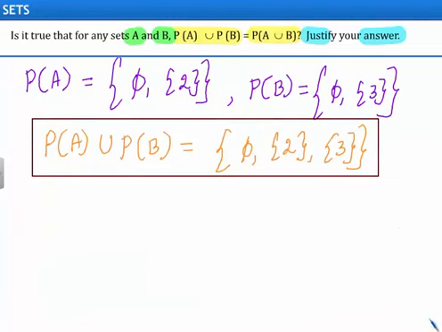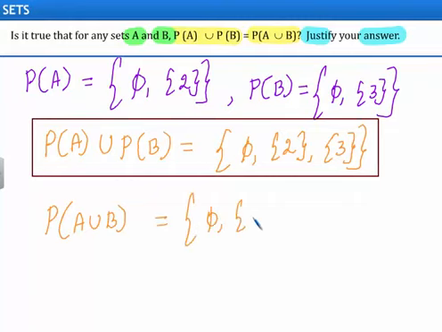Next, let us find power set of A union B. This will be equal to empty set, the set A, the set B and the set A union B.